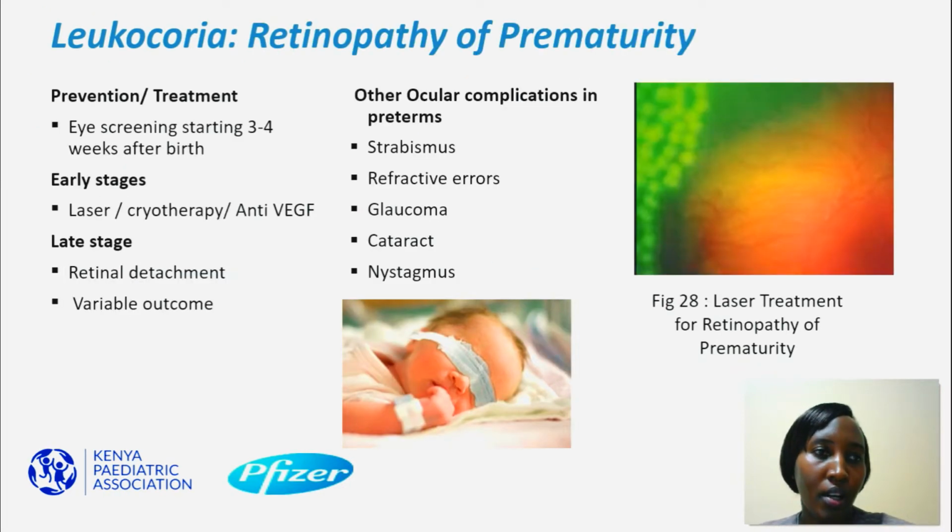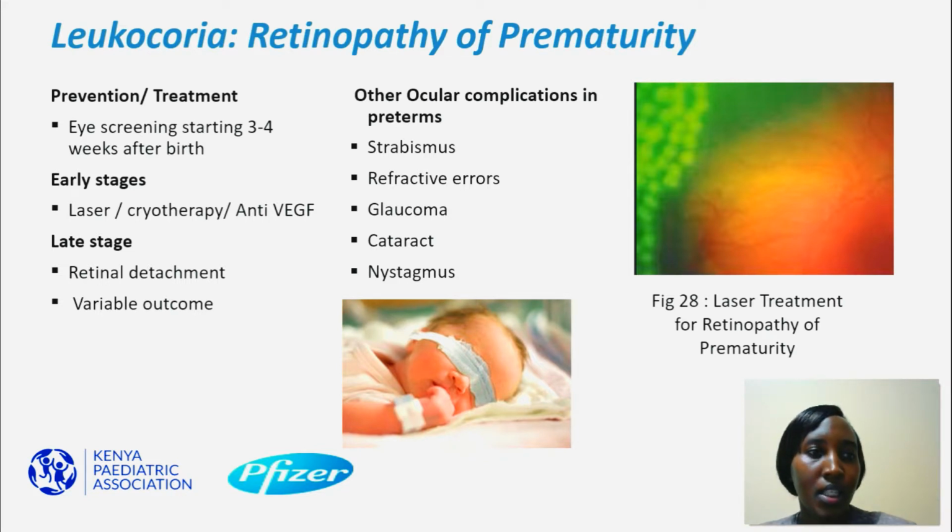So to prevent or to be able to diagnose retinopathy of prematurity early before retinal detachment occurs, what is very important is that every premature baby who fits the criteria, that is less than 1500 grams, born before 32 weeks, has had oxygen, and has had neonatal complications, needs to have eye screening around 3 to 4 weeks after birth. Not immediately after birth, but about 4 weeks after birth, because it has been shown that it takes about 4 weeks for the abnormal vessels to start developing.